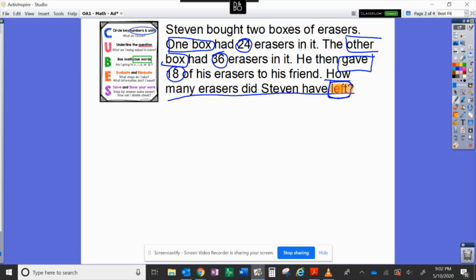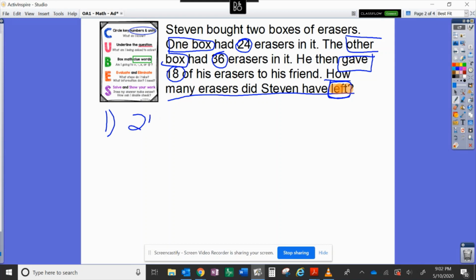Again, I see three numbers. So, a big clue there to tell me that I am going to have to do more than one step is that there are three numbers there and all of them are important. So, again, that little alarm bell should sound like this: two step, two step, two step. Okay, so the first thing I'm going to do is put the two boxes together.